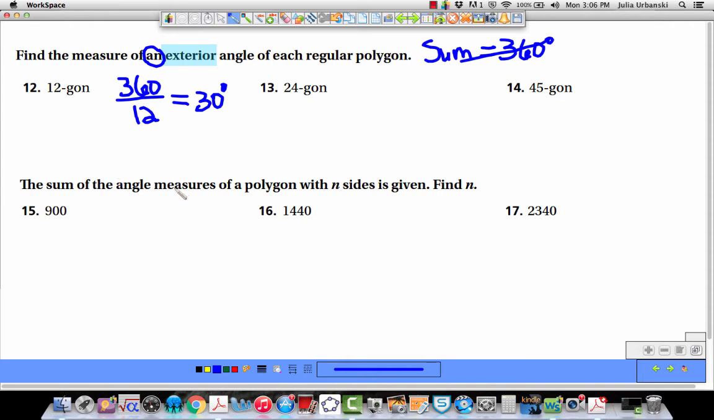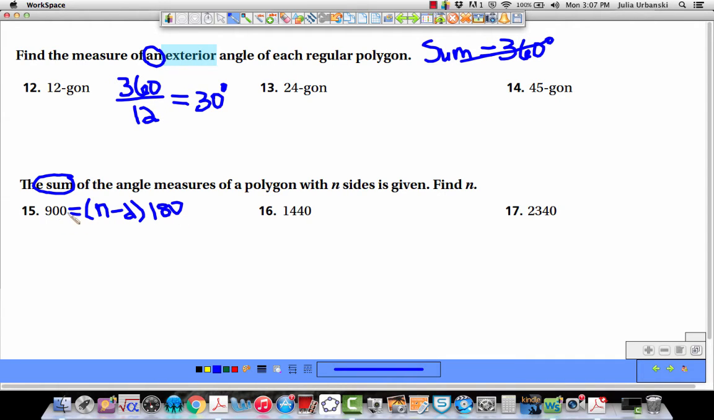The sum of the angle measures of a polygon with n sides is given, find n. So this time n is the thing that's missing. So I think the easiest way to deal with it is to start with that equation. They're talking about angle measures, and they're talking about the sum. So the formula is n minus 2 times 180. That's the total sum. But what does that equal? That equals 900. The sum is given as 900.